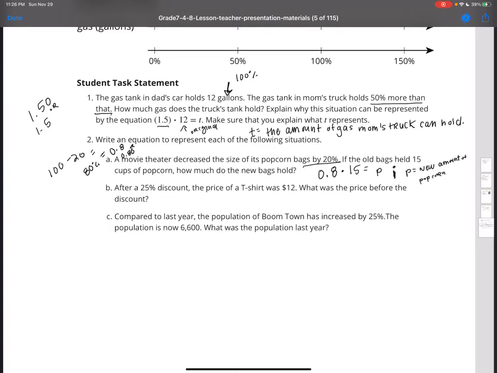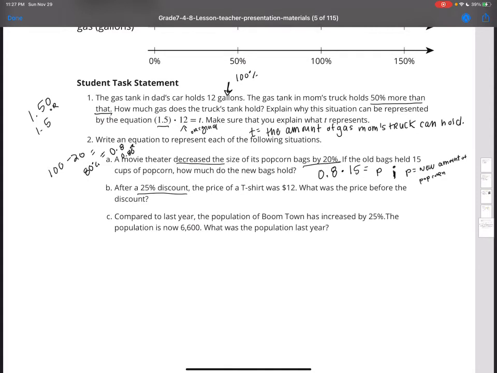Now let's look at part B. Part B says a 25% discount. And remember, a discount is the same as a decrease, because discounts and coupons take away from the original price. So what was the price beforehand? Think about it: whenever it gives us the original amount, we multiply, correct? But this time, it's not giving us the original amount. It's giving us that after the discount, the price was $12. So instead of multiplying, we're going to divide.